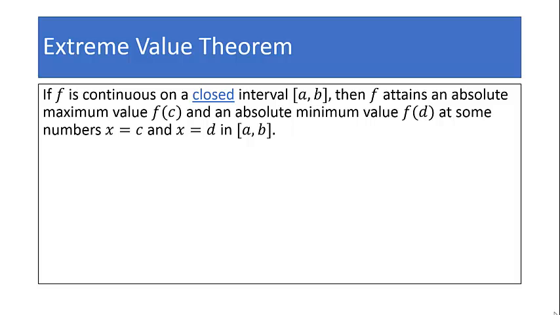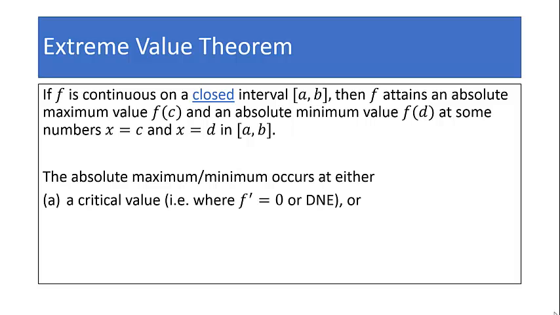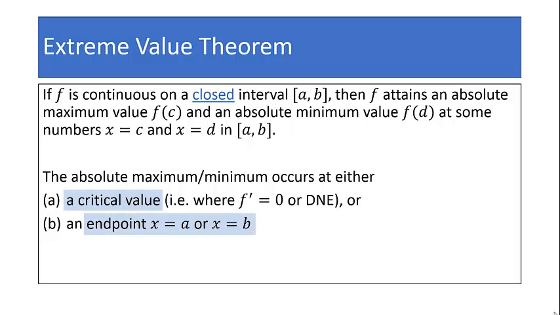Recall that the absolute maximum or minimum occurs at either a critical value, meaning where the first derivative is 0 or does not exist, or at an endpoint, x equals a or x equals b. So the first method for finding absolute extrema is to look at the critical values and the endpoints if our function is defined on a closed interval.